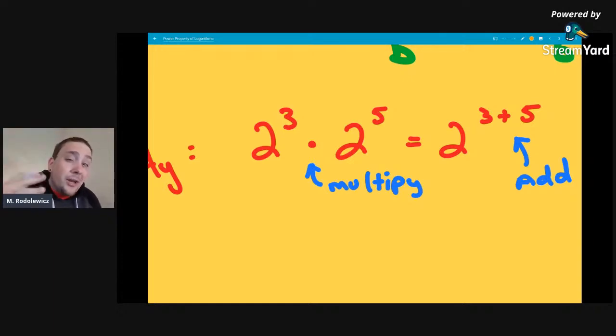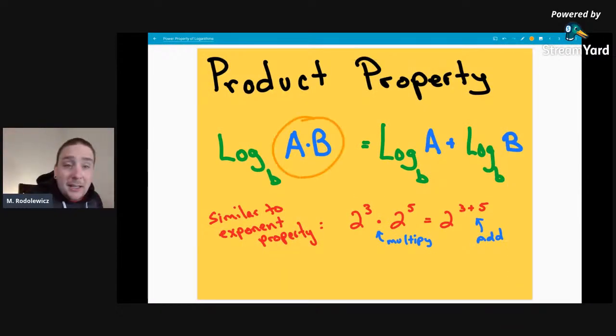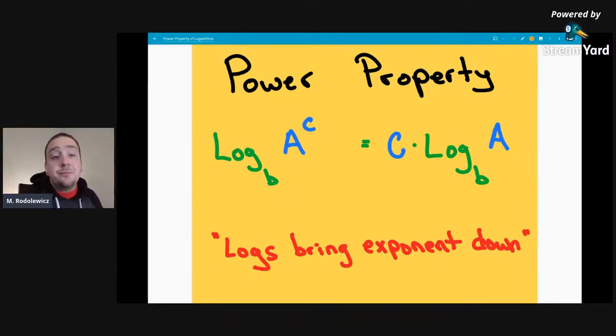So putting it together, if logarithms are another word for exponents, when you're multiplying, you can break it up into an addition problem, right? So this is a much easier way to memorize an important rule. Wonderful. Let's move on to the power property.